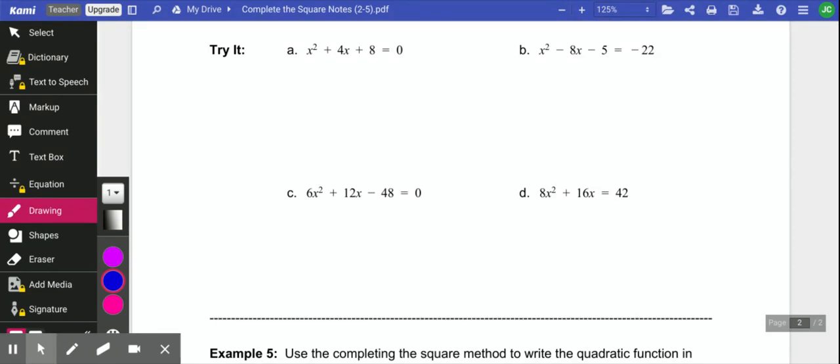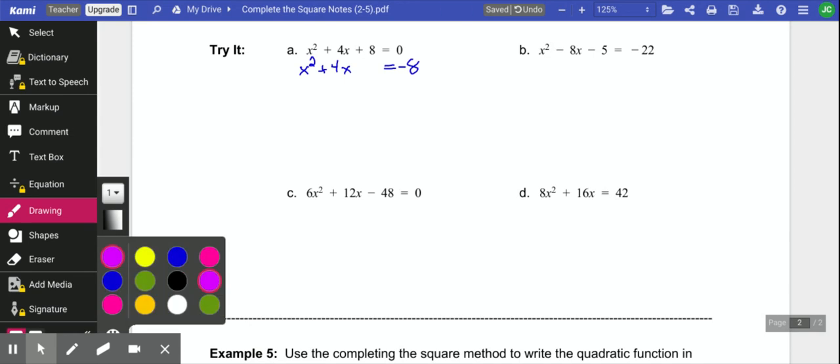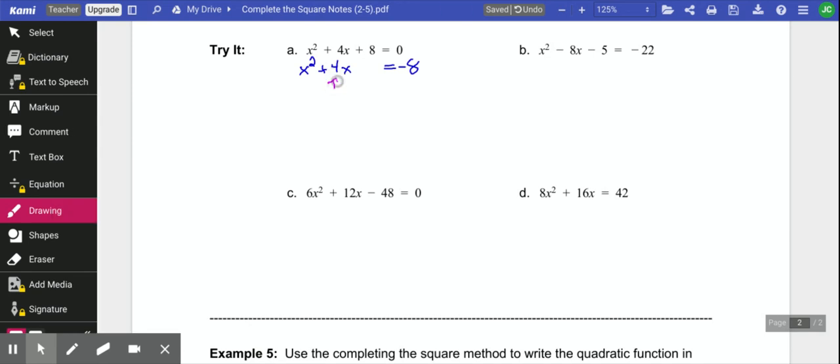All right, so we're going to follow those steps through. The first step is we are going to move the 8 over to the other side. Move the constant. We have x squared plus 4x equals negative 8. If there's a number out in front, we got to factor it out, but there's not, so that's good news. We're going to take this number, 4, divide it by 2, and square it. So that's going to be 4. That's what we're adding here. Now, we have to balance that. We are going to balance that by adding 4 to the other side.